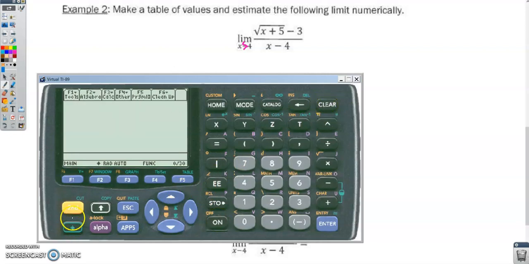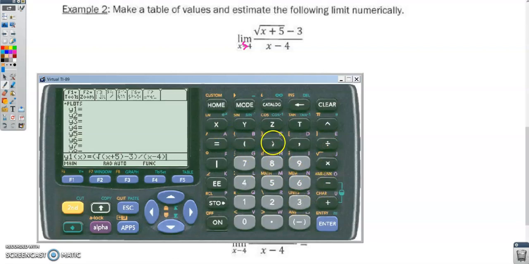What we want to do is go to our y equals screen, however we get there, and make sure we type this function in correctly. So I'm going to type in the square root of x plus 5. Notice that I've put the numerator in parentheses so that my calculator handles this correctly.